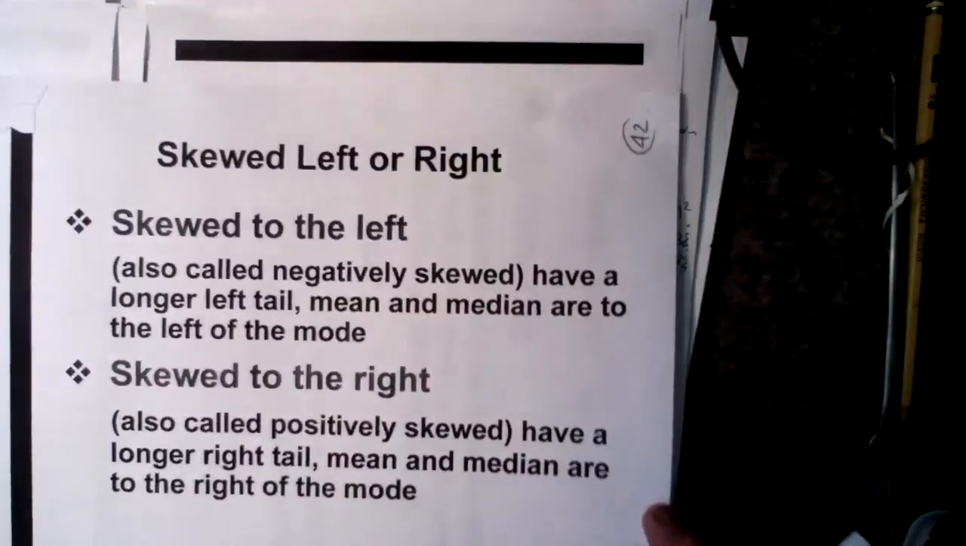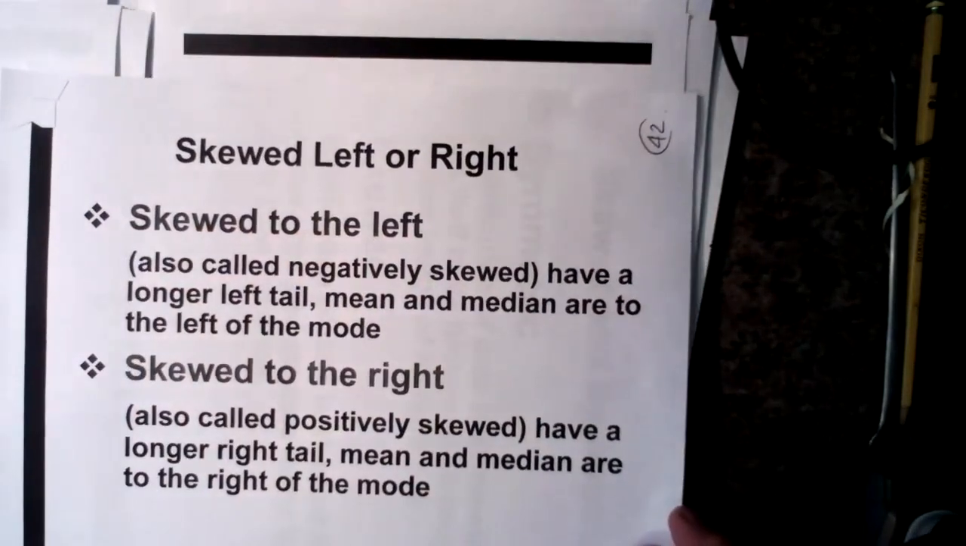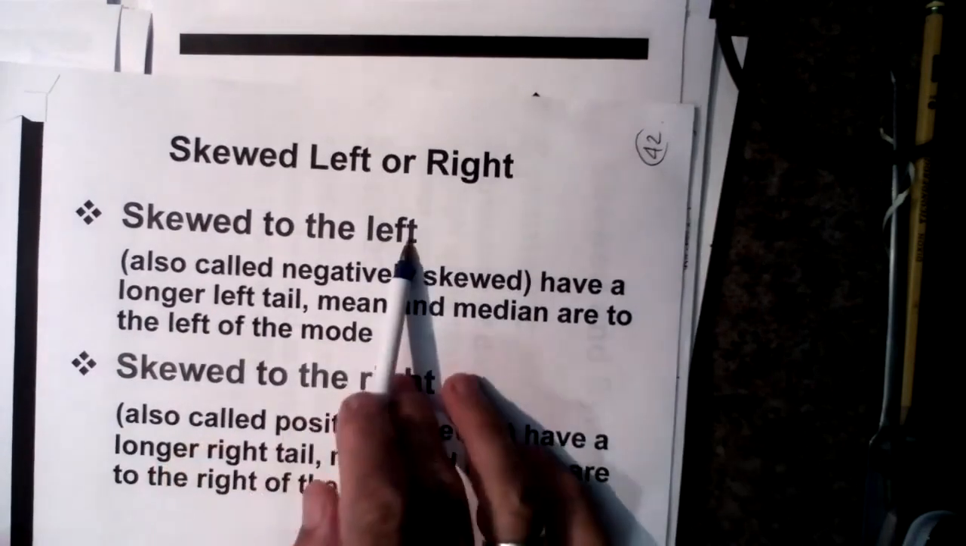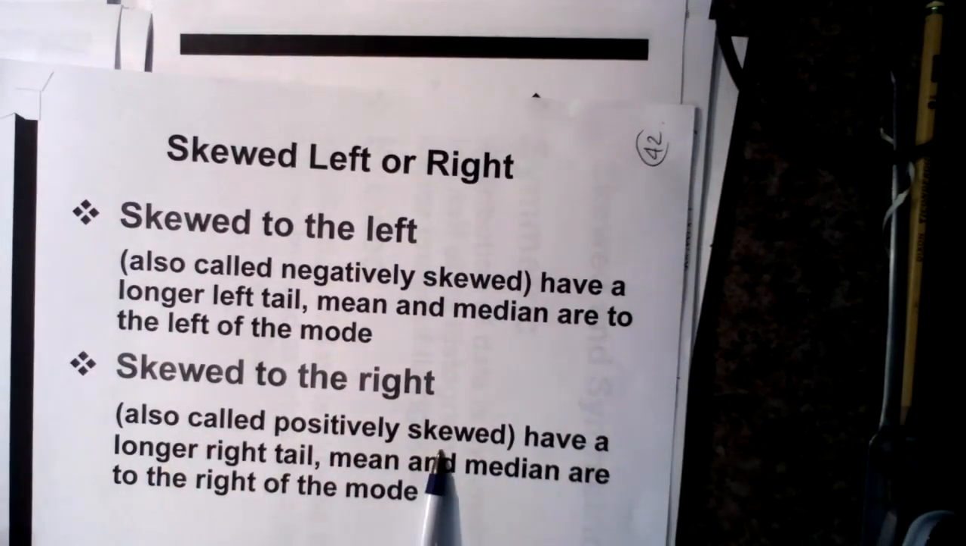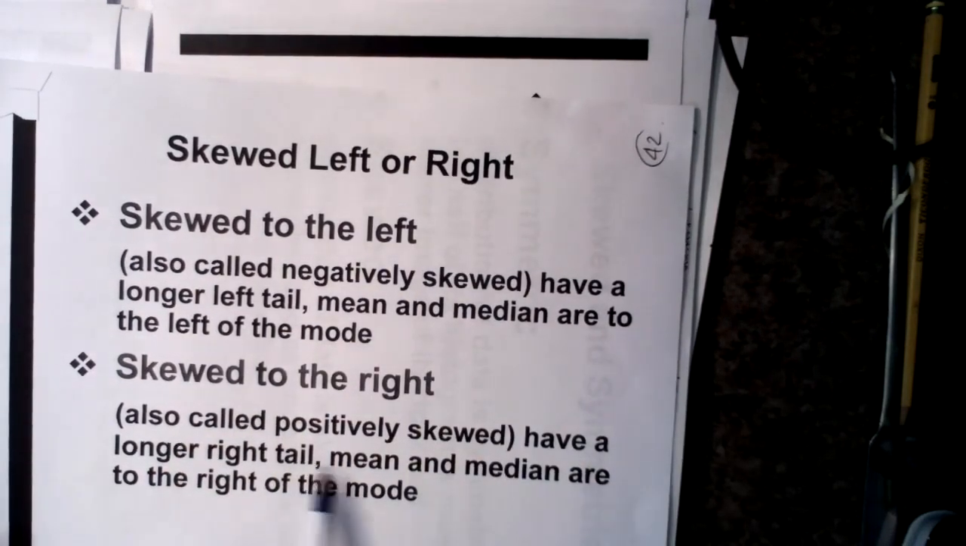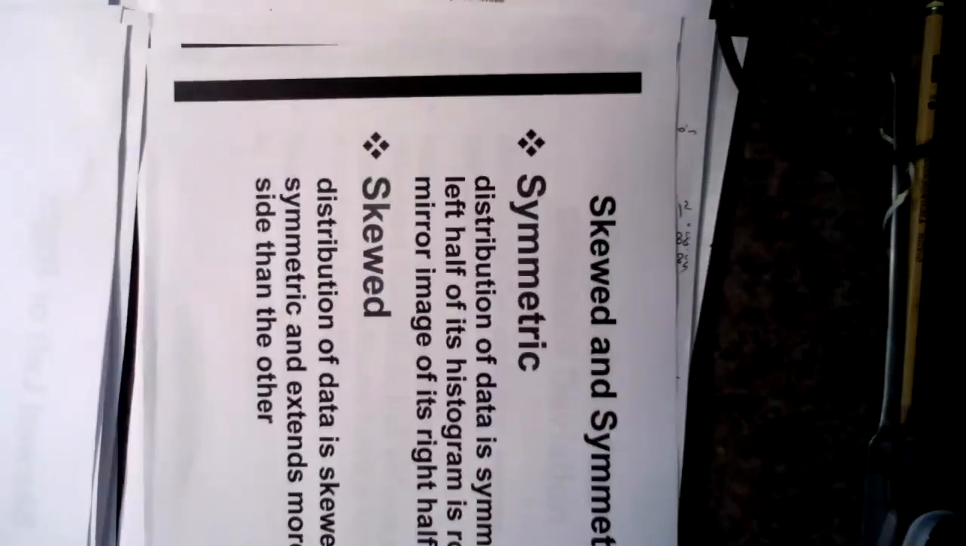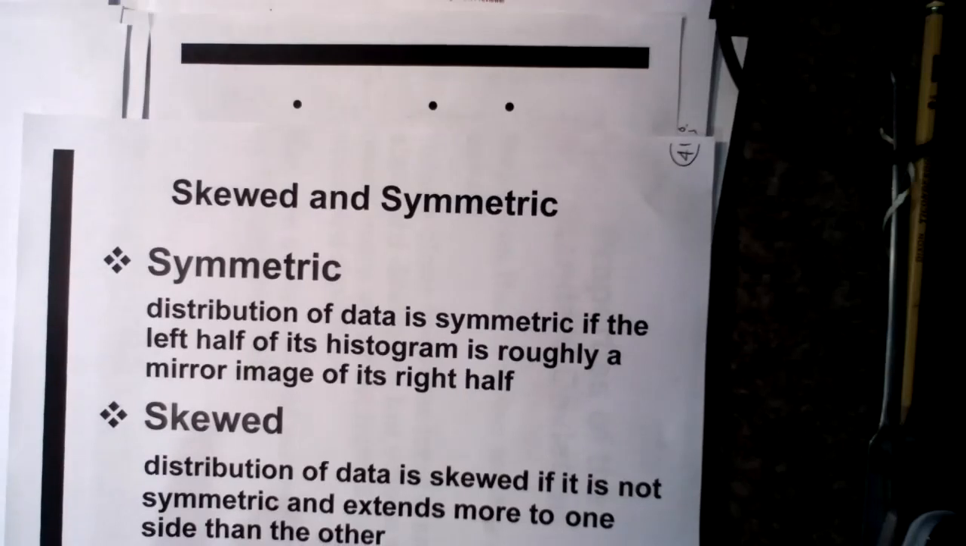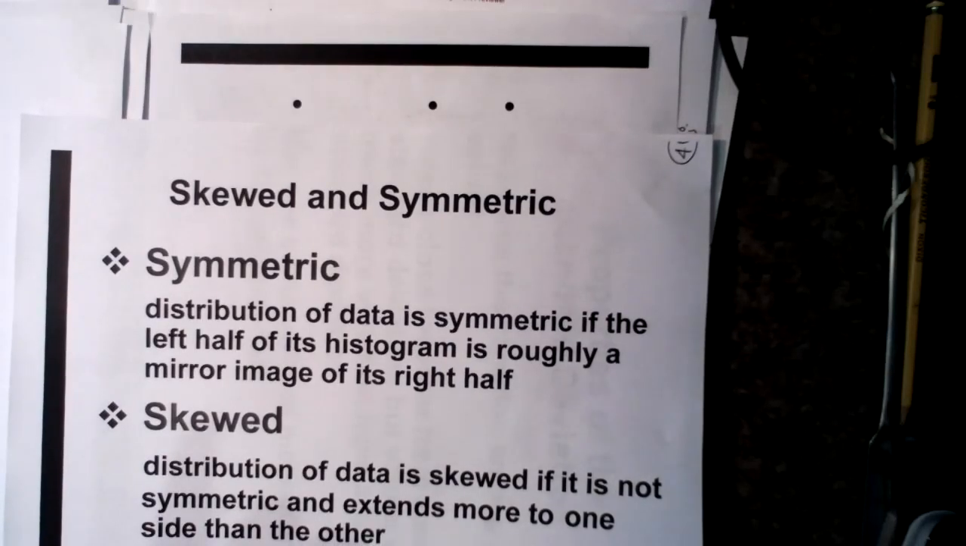And here it explains: what is a skew to the left? A skew to the right? A longer left tail is a skew to the left, and a longer right tail is a skew to the right. Here it explains the symmetric. A distribution of data is symmetric if the left half of its histogram is roughly a mirror image of its right half.